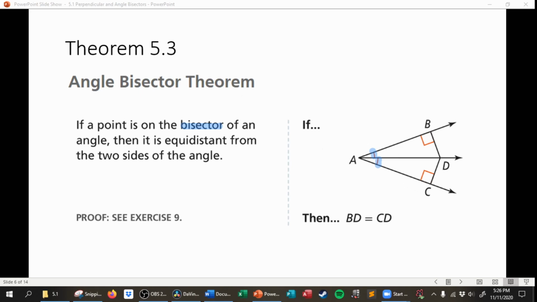Let me write that just so we can follow. Line segment AD, well, that's a B, buddy, bisects, that can't convince you that's an S. So AD bisects angle BAC. That's given, right? If a point is on the bisector of an angle. So the bisector, this is the bisector.